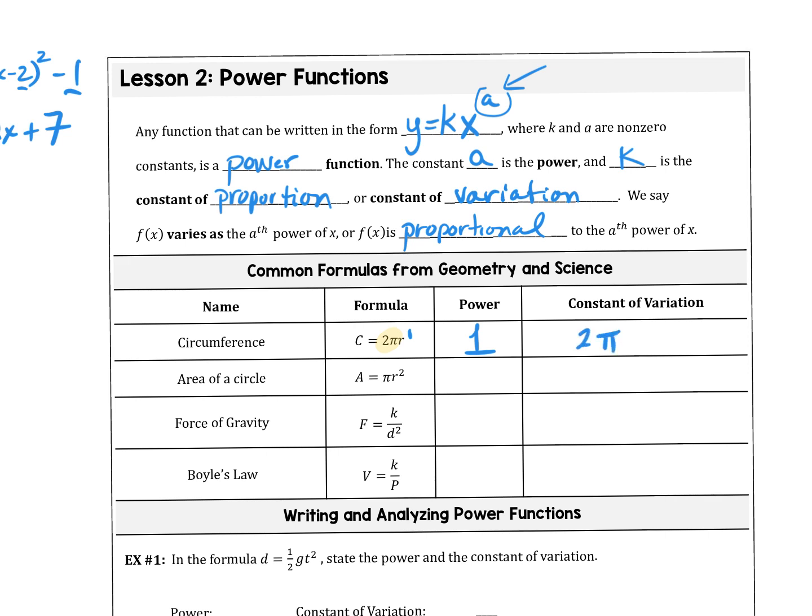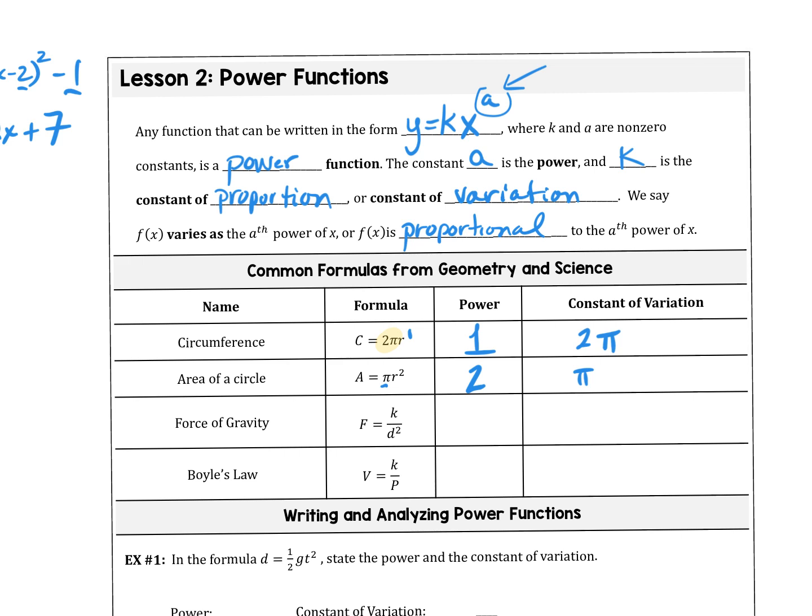You getting the idea? All right, so area of a circle, pi r squared. What is the power of this function? Squared, which means it's 2. So what is the constant of variation here? Yes, whatever's in front of that, which is pi.